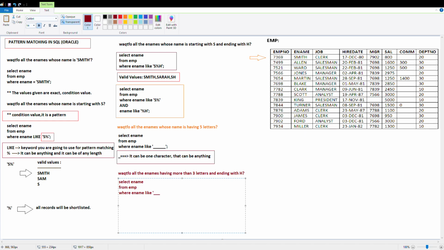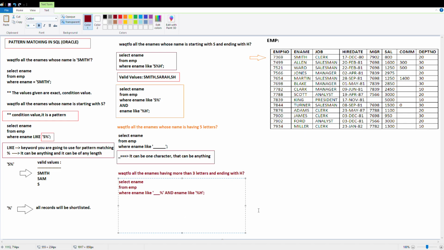So what does this do? This tells me that it should contain exactly 3 letters, but my requirement is not that. It should contain a minimum of 3 letters, having more than 3 letters. In that case, what should I do? I should use percentage. If I use a percentage, minimum it will contain 3. After 3 letters, it can contain however much it wants. And then I'm going to use a logical operator, and then I'm going to say ename like percentage H.